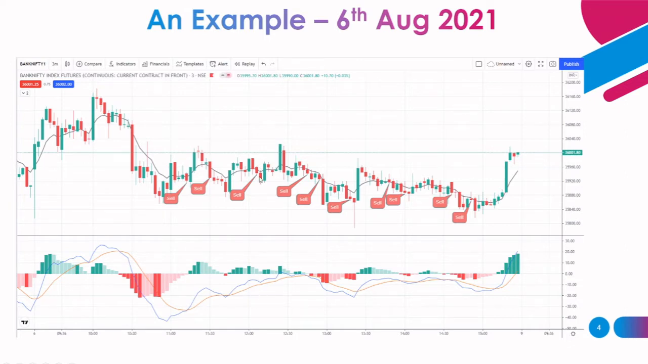So we got one more sell setup here. Now you see, we are avoiding longs. We will avoid long throughout the day because MACD was below 0 for the full day. So we got another sell setup here, and we got the profit. Another sell setup here, we got the profit. Another sell setup, we got the profit.